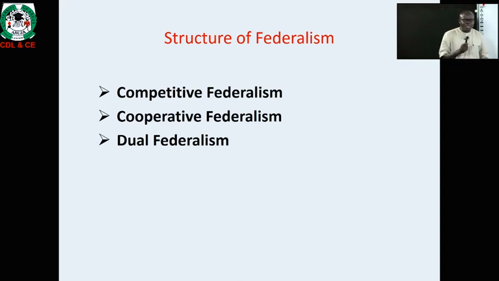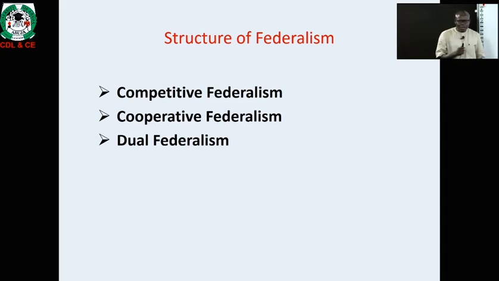And cooperative federalism seeks to provide a sort of cooperative behavior, or to ensure that in the implementation of policies and programs of the three levels of government, or two as the case may be, efforts must be given, or emphasis should be laid, on the need for cooperation.